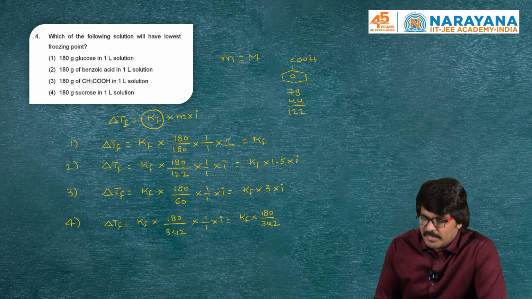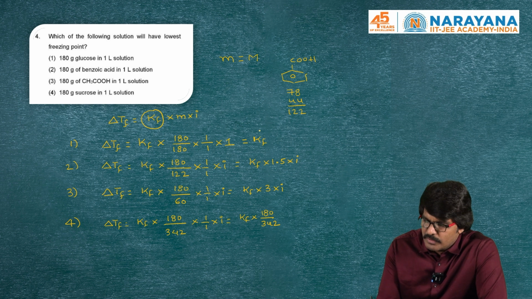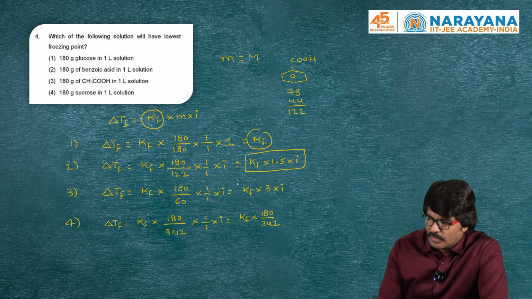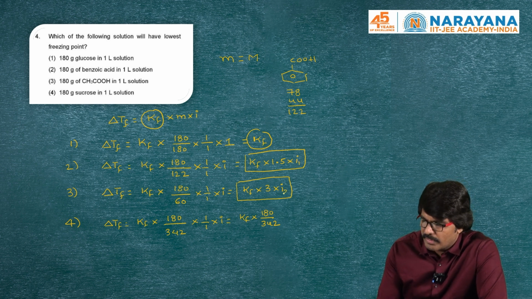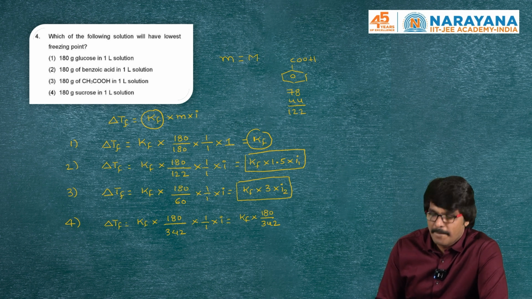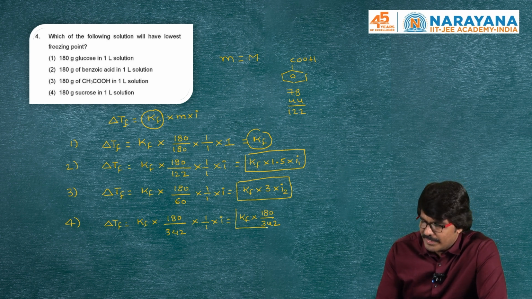Based on that, we can compare the freezing points of the four solutions. So in case of delta T, first option delta TF is equal to Kf. It is 1.5 into I into Kf. It is 1.5 into 3 into I. But here this is Van 't Hoff factor of benzoic acid. This is the Van 't Hoff factor of acetic acid. And here this is definitely less than Kf. So we can eliminate these two options because the depression in freezing point is less.